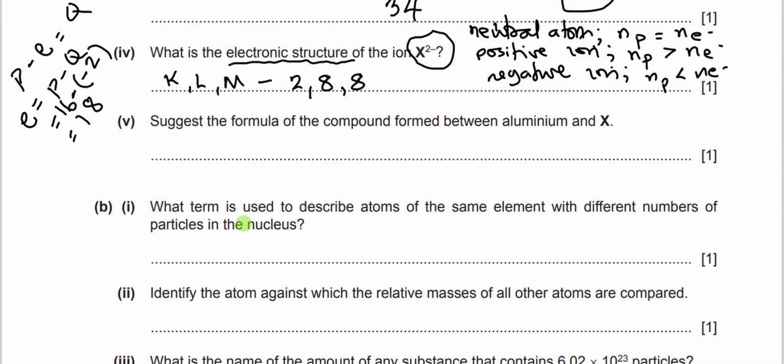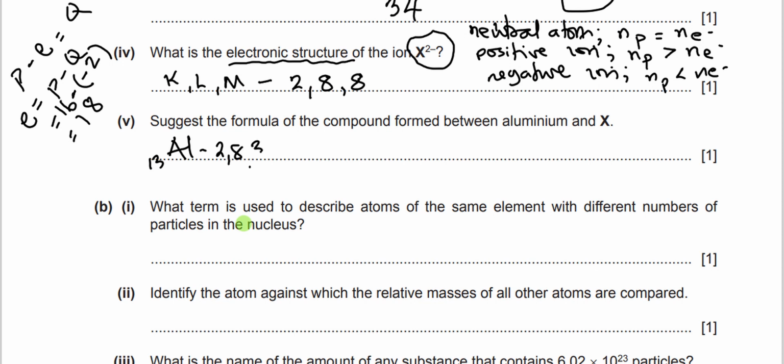The next question says, suggest the formula of the compound formed between aluminium and X. Now for the fact that this gives us a negative ion, it means that it is a non-metal, right? Fine. Now, aluminium, from our periodic table, we see that aluminium has atomic number of 13. Sorry, aluminium is in period 3, group 3, right? That's 2, 8, 3.